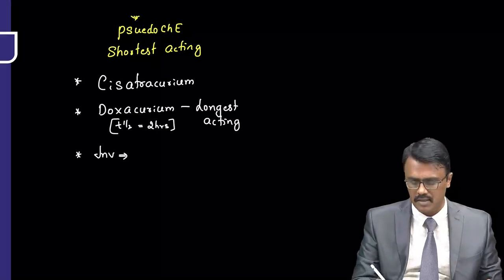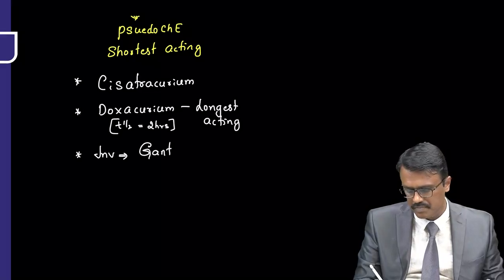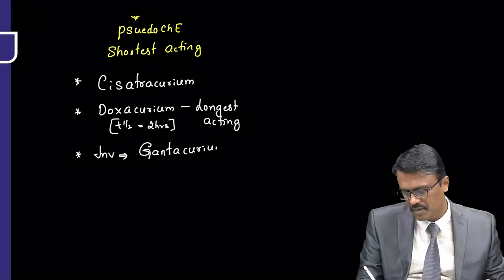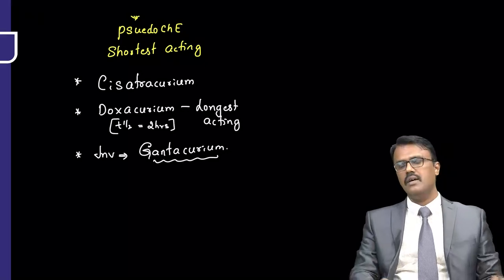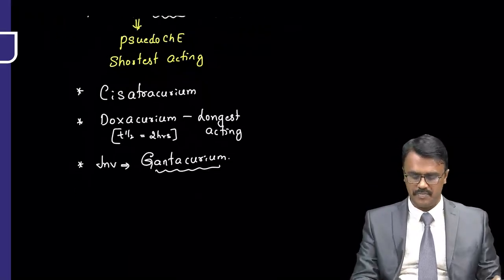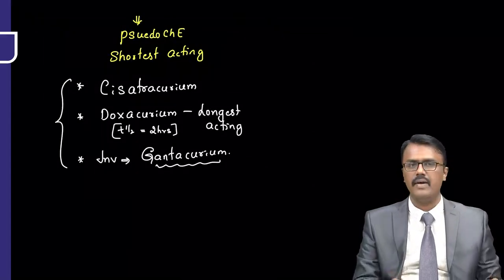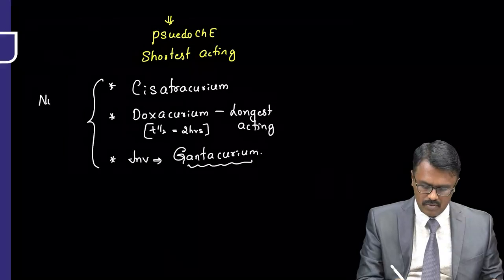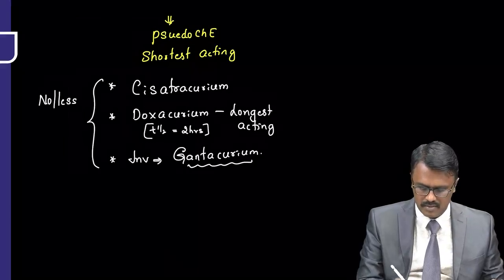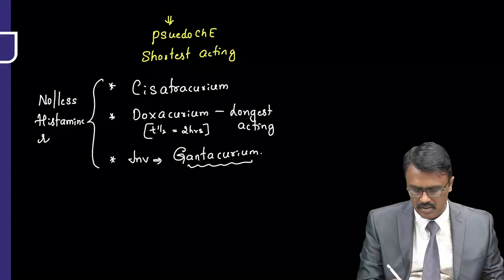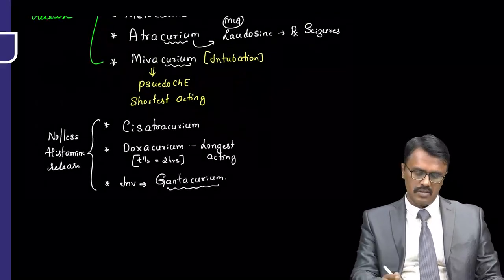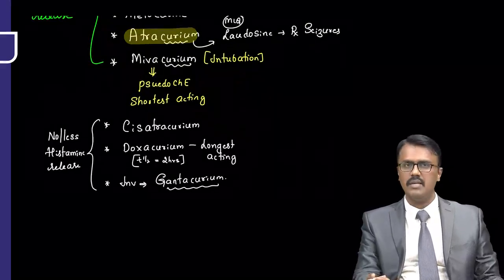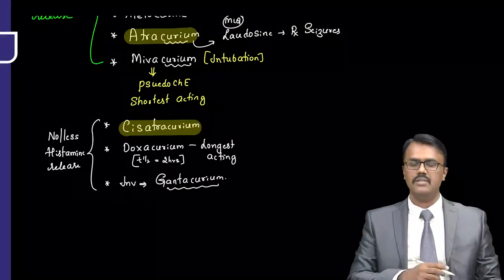It has not come to the market. It is called gantacurium. And if it comes, that will become the shortest. But still it has not come, so we are not going to worry about that. Until that, the shortest acting is mivacurium. And all these three have an advantage. They have no or least histamine release. That is the advantage. So recently they had asked a question, atracurium, will it release histamine? Yes. Cisatracurium, no. That is the difference.